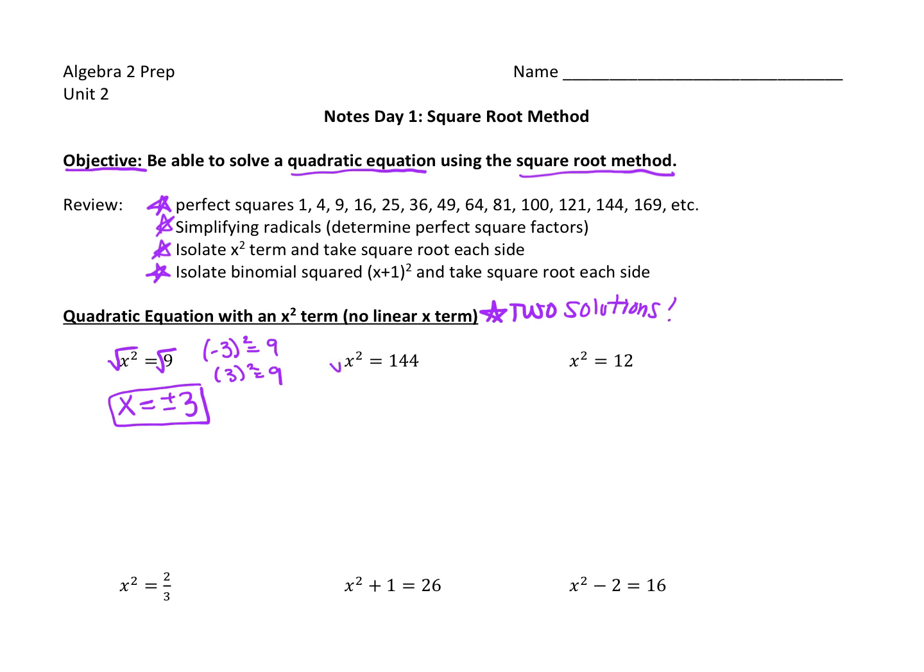For the second one, we're going to do the same thing: square root, square root. The square root of 144 is 12, but again, it'd be plus or minus 12.